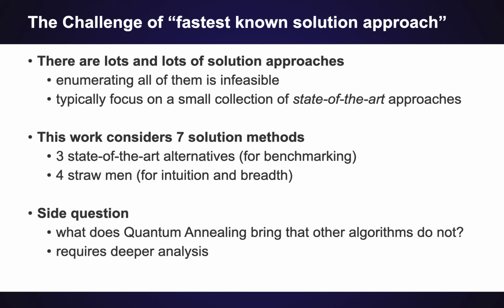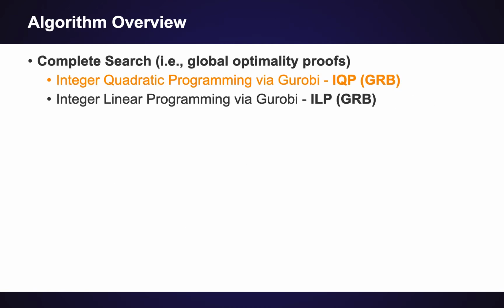One side question we're trying to answer with this work is what type of algorithmic features quantum annealing brings that other algorithms do not. This really requires a deeper analysis than we go into in this work, but I believe this provides a nice foundation for starting to ask that type of question. So let's talk about the different algorithms that we're considering.